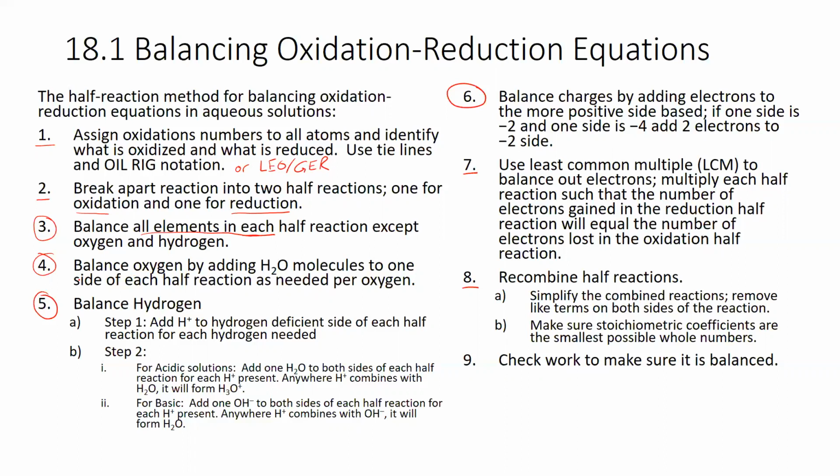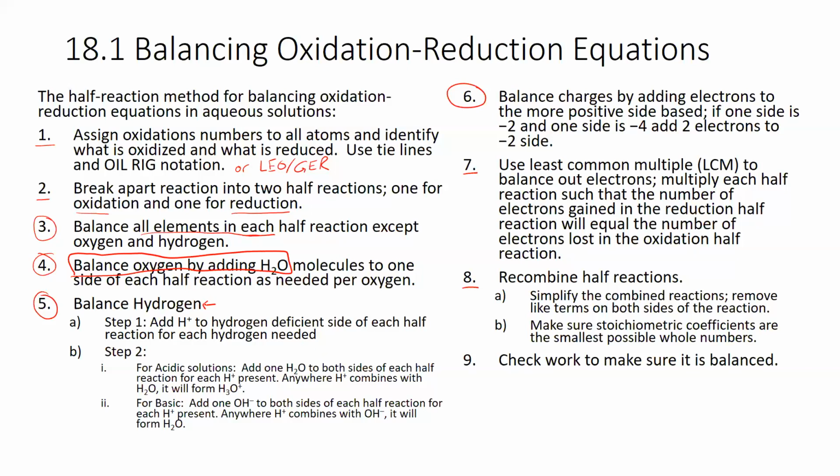Then when we balance oxygen, the way we're going to balance oxygen is by adding water. Okay, so hopefully you guys remember that. We count up how many oxygens there are on either side of the half reaction, and if there's a difference between those, we're going to add water molecules so that we can balance out and make sure that difference is gone.